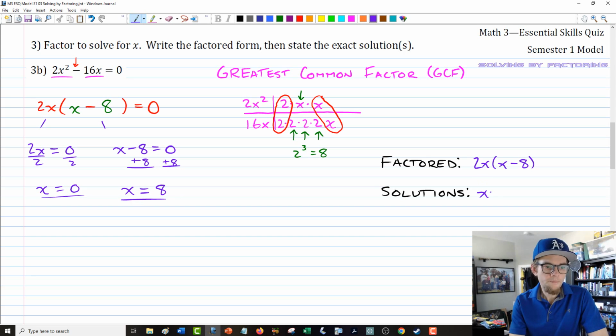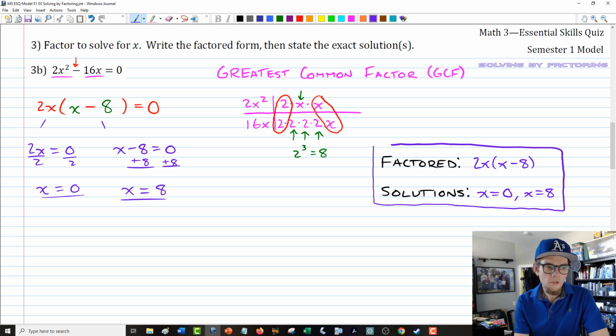Looks like we got 2x = 0, and x equals 8. And if you want to, you can go plug those back in and check to see if they come out to be true. In this case, you'll find that they do, but I'll leave that portion to you. So there's our second one.